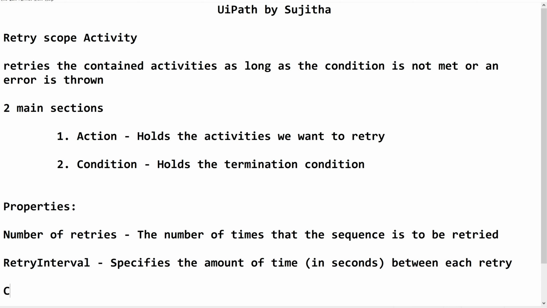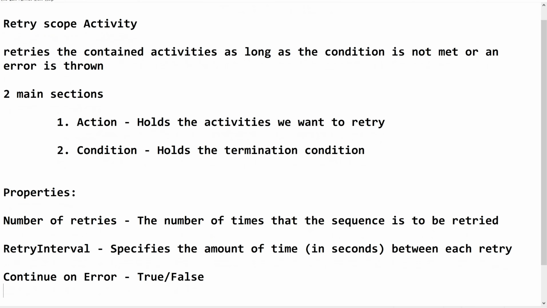And there is one more important property, that is continue on error. I said the condition is not met or an error is thrown, right? If an error is thrown, it will completely terminate the execution. How to handle this? We can set it here using this property. If it is true, it will continue even if it has thrown an exception. Okay, we'll show you in the demo how to handle all this.